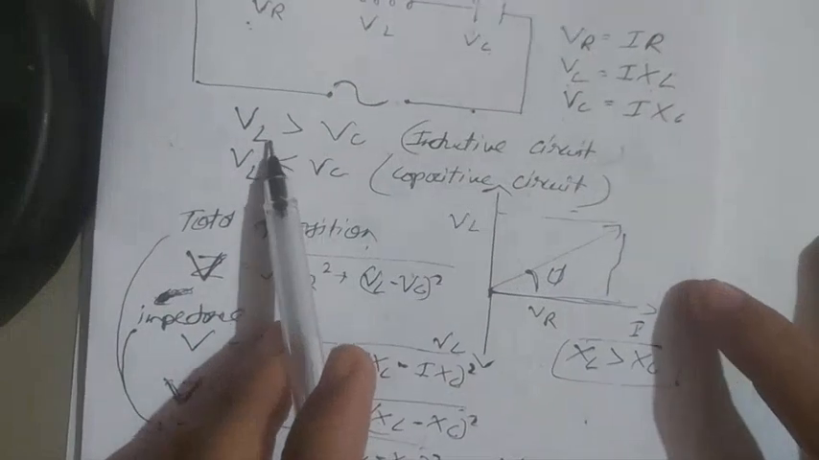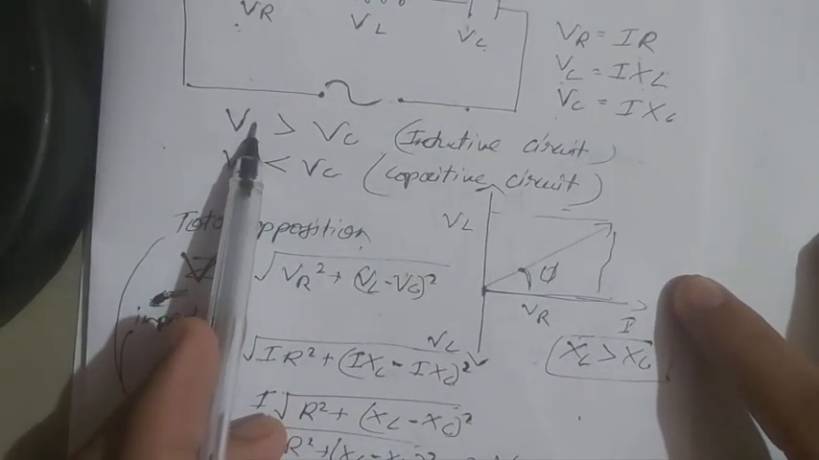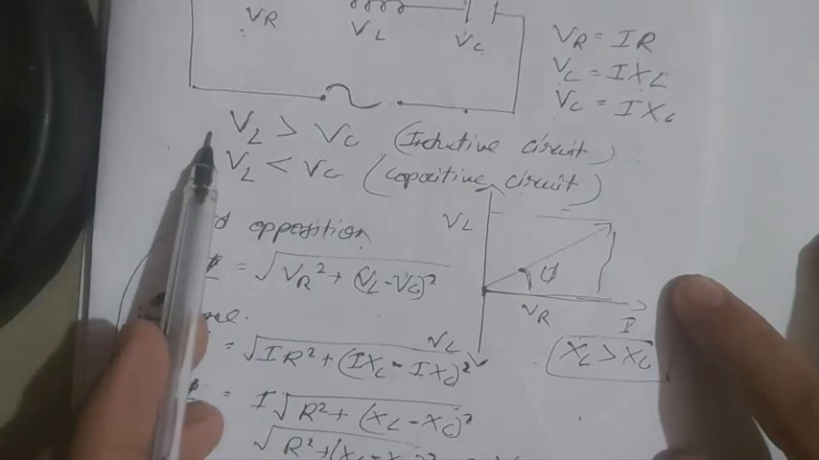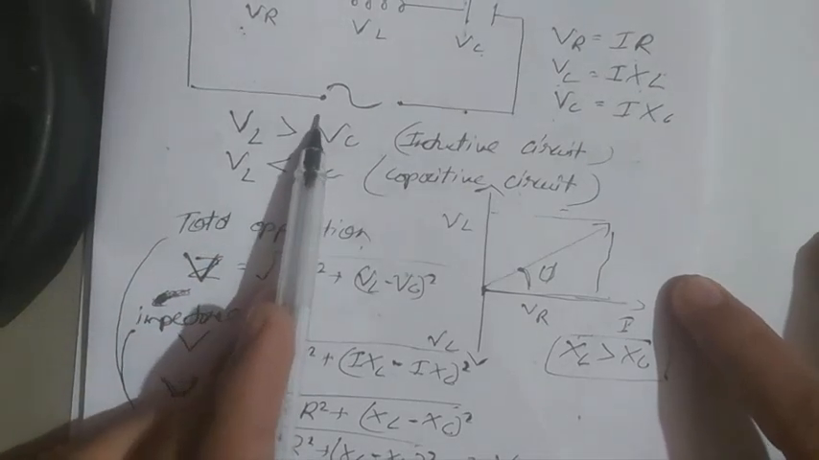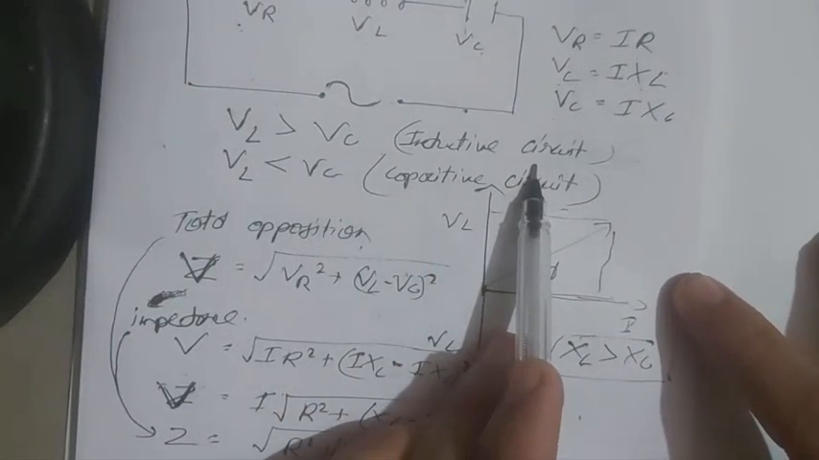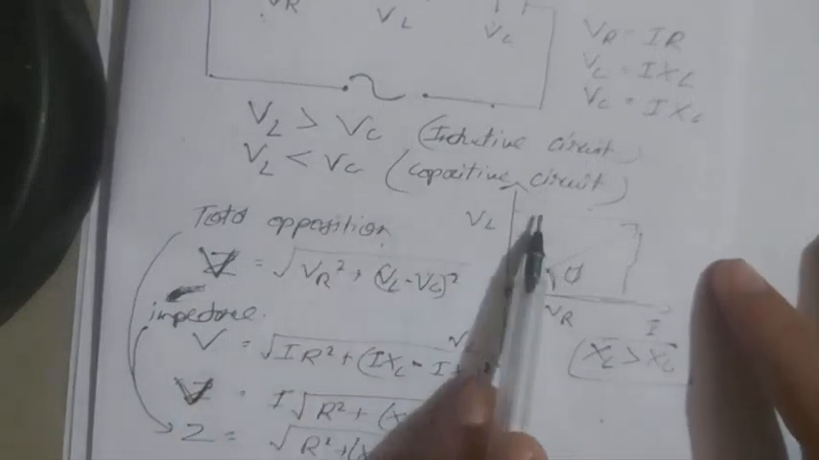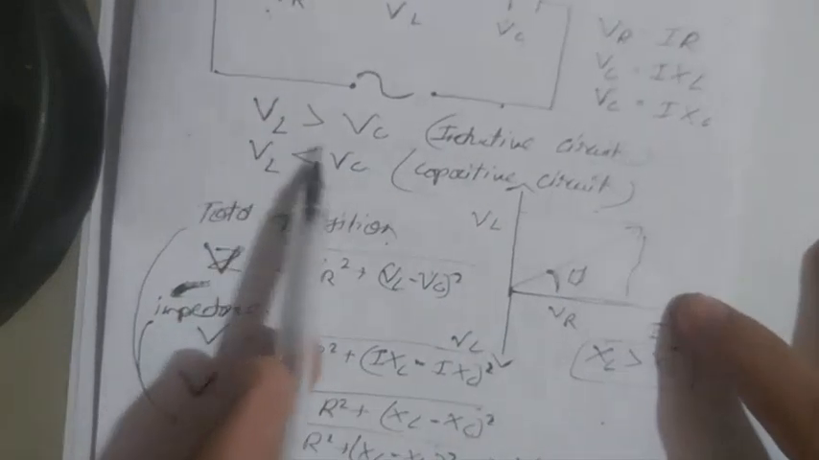If in a circuit the voltage of the inductor is greater, the value of VL is greater than VC, then it is called an inductive circuit, and if the value of VL is less than VC, it is called a capacitive circuit. This is the point to remember.